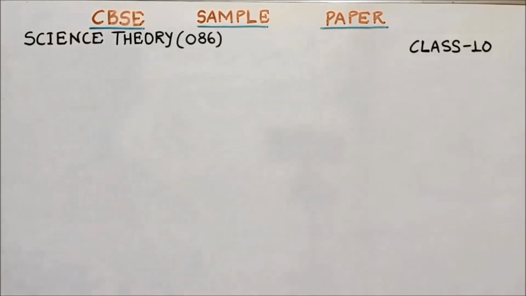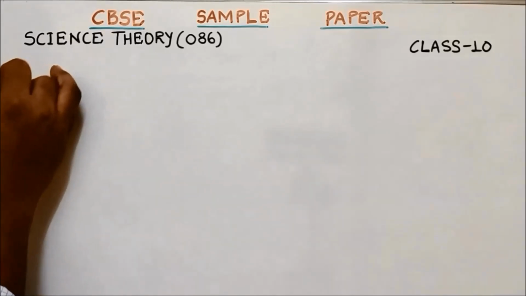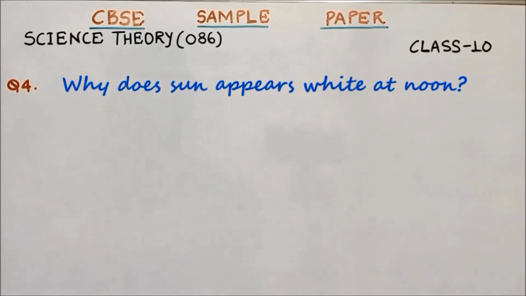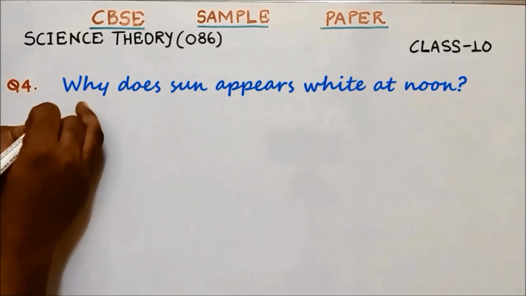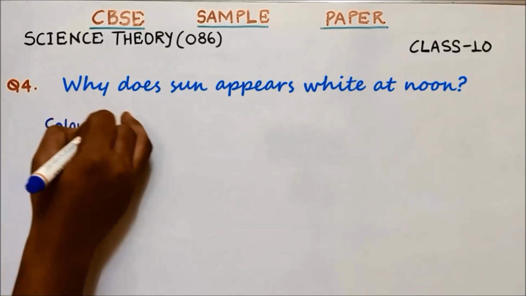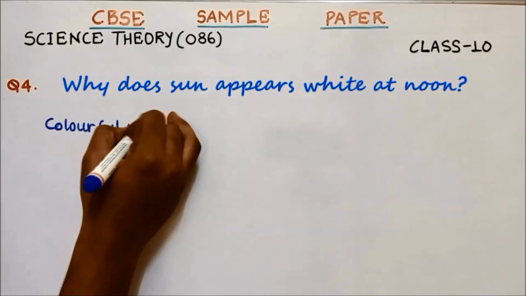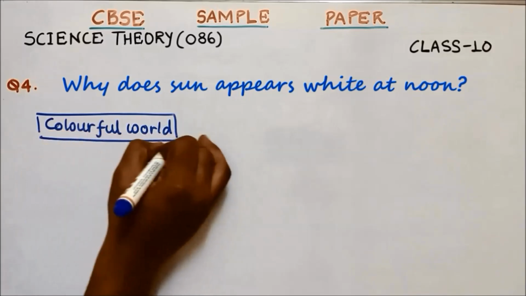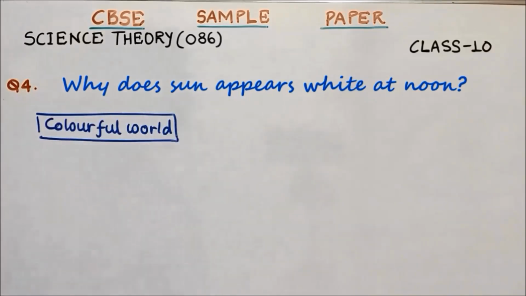So the first question in physics is serial number 4. The question is, why does the sun appear white at noon? This question has been taken from the second chapter, Human Eye and Colourful World. Human Eye has been deleted from the portion, but the Colourful World still exists in the syllabus. So this question has been asked from the Colourful World.